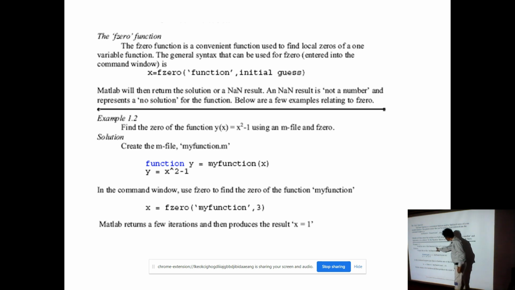Find the zero of the function y of x is equal to x square minus 1. So the function is given, y of x equals x square minus 1. I want to estimate the zero of the function using an m file and the function called fzero.